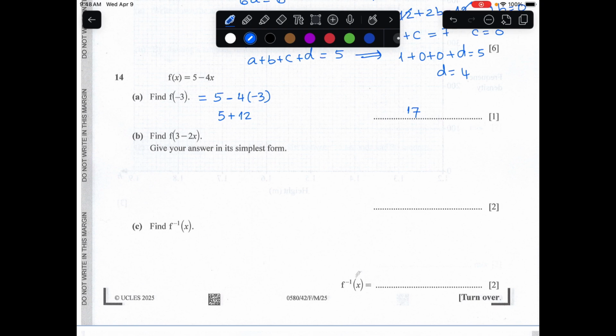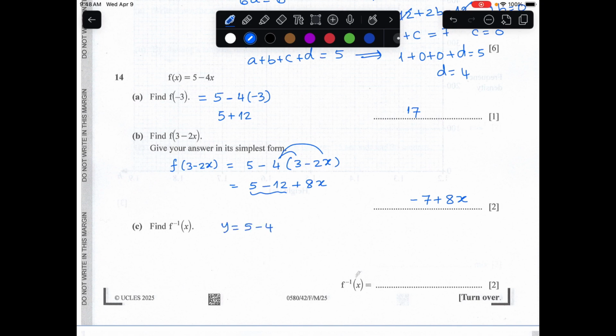Now we need to work out the value of f of 3 minus 2x. It means that in place of x, I'm going to substitute now 3 minus 2x. So it's going to be 5 minus 4 times 3 minus 2x. So that gives me, I expand with negative 4. So negative 12 plus 8x. Combining the like terms gives me negative 7 plus 8x. Or you can write 8x minus 7. It's the same thing.